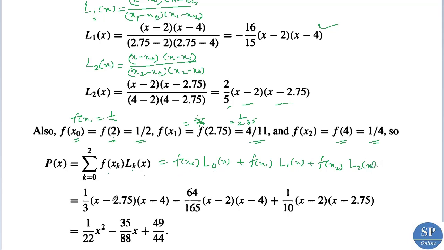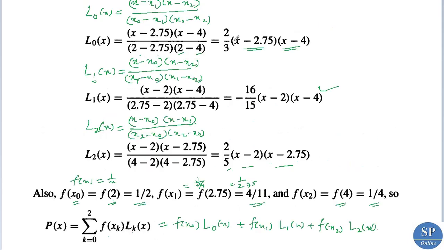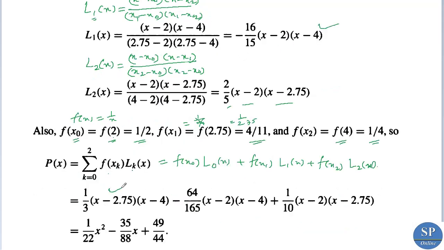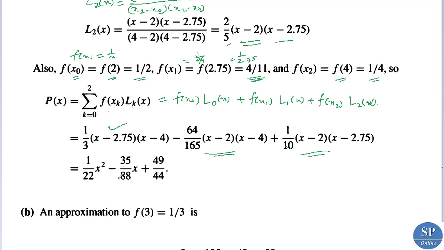Replacing these values, we have f of x0 is equal to 1 by 2, into L0 of x. L0 of x is equal to 2 by 3 into x minus 2.75 into x minus 4. So 1 by 2 can be cancelled. And f of x1 is equal to 4 by 11 into L1, and f of x2, that is 1 by 4 into L2. We will get this, and you can verify that this can be simplified to 1 by 22 into x square minus 35 divided by 88 into x plus 49 divided by 44.